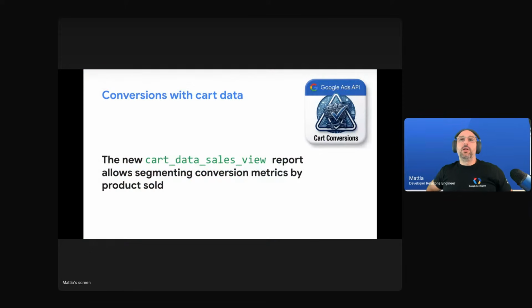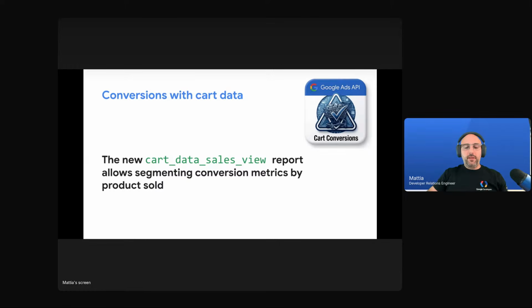So first of all, I know one of the main campaign types that you use with the Google Ads API as developers is shopping campaigns. When you track the conversions of your shopping campaigns, you generally want to know not just which product your users clicked on when viewing an ad, but also what purchases your ads led to and what products did they purchase. So this is exactly what conversions with cart data are about.